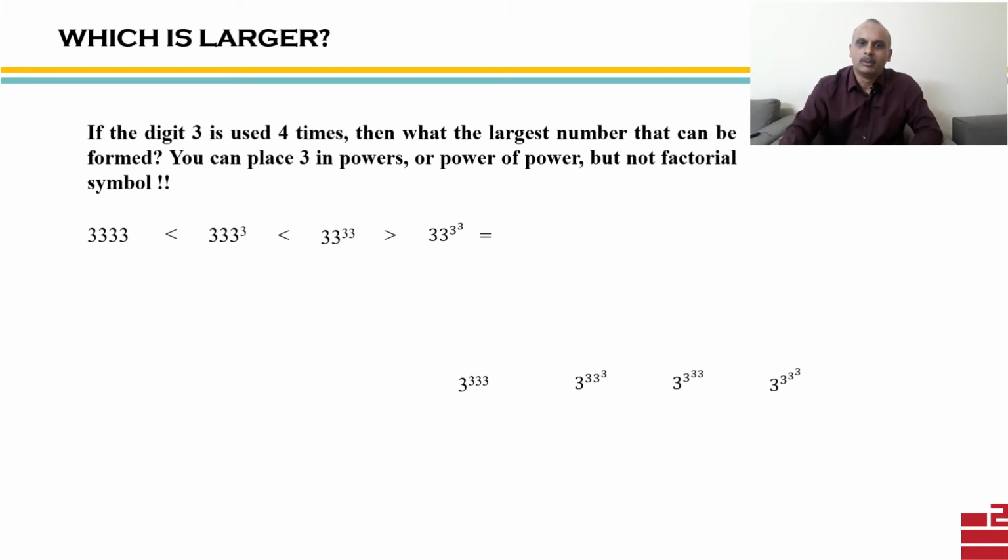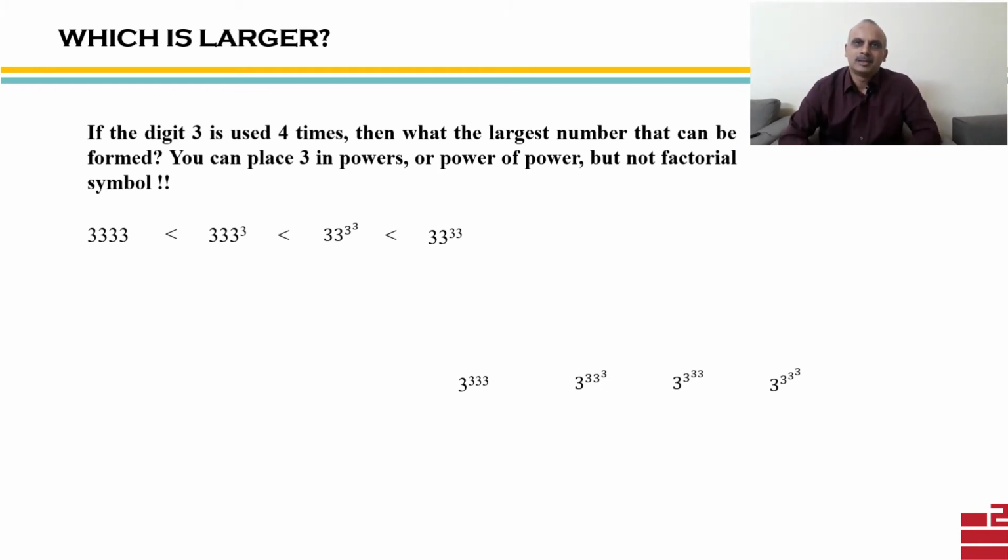So to do that, we rewrite 33 to the power 3 cube as 33 to the power 27, which is more than 33 to the power 26. And this is equal to 33 squared to the power 13, and then we see that we have got 1089 to the power 13. Is it not more than 333 cube? Of course it is. And therefore we can now say that 333 cube is less than 33 to the power 3 cube, which is less than 33 to the power 33.